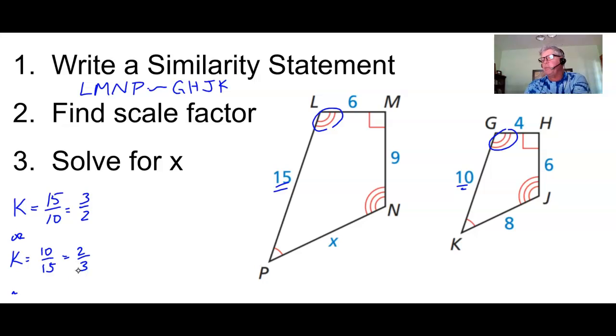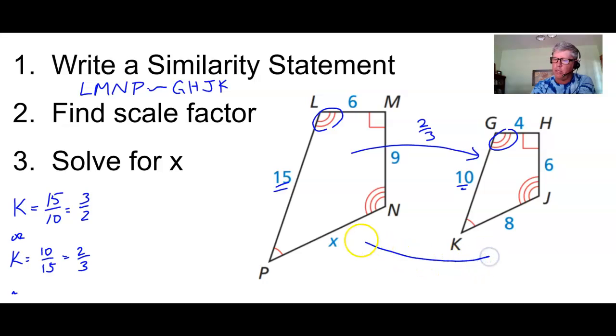So which one are you supposed to pick, Mr. Sayers? Well, if they say that takes you from one to the other. So let's say we want the one from LMN, and that's getting smaller. So then I would choose the one that makes things smaller, 2/3. You multiply something by 2/3, it gets smaller. If they wanted the scale factor that took me from here to here, then I would say the scale factor is 3 halves.